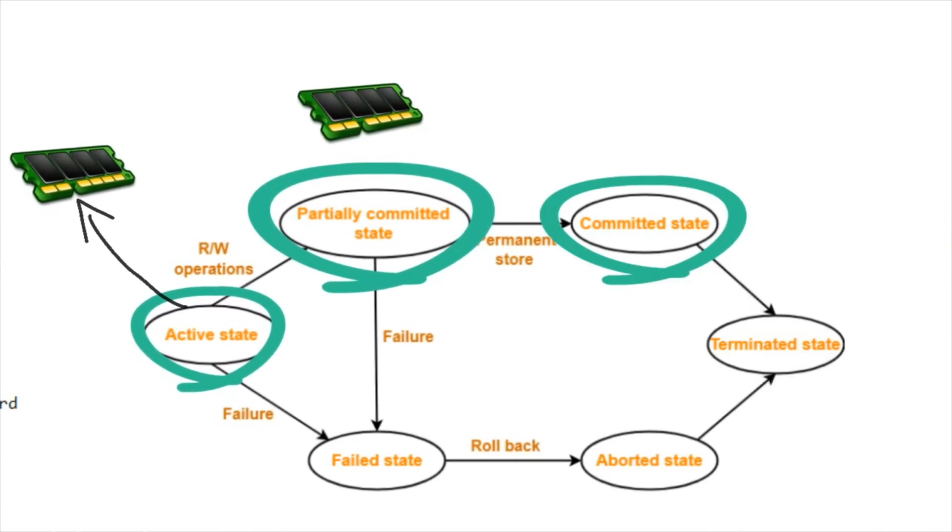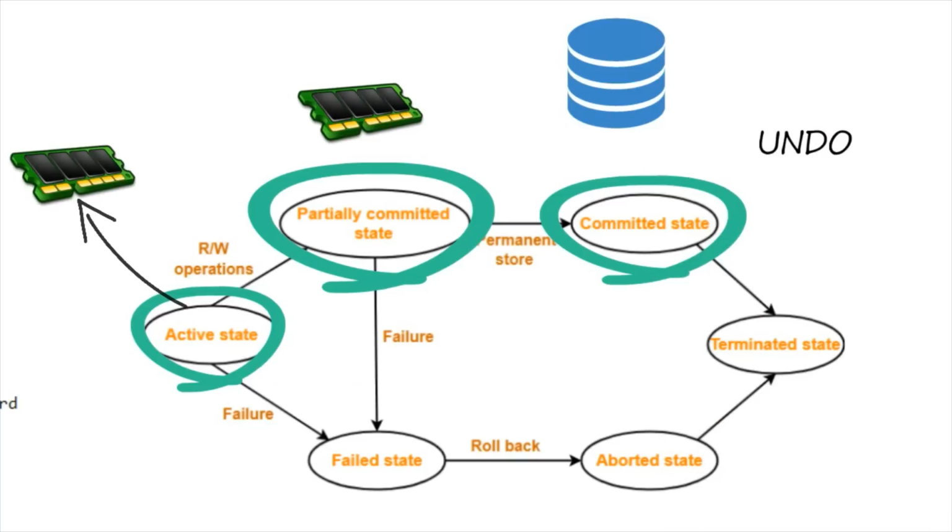Now, what do you mean by committed state? Committed state means after all the changes made by the transaction, if they are successfully stored in the database, means if each and every execution is stored in the database in the hard disk, then at that point of time we can say that our transaction T is committed, means it is in the committed state. After a transaction has entered the committed state, it is not possible to roll back the transaction, means I cannot perform any undo operation.